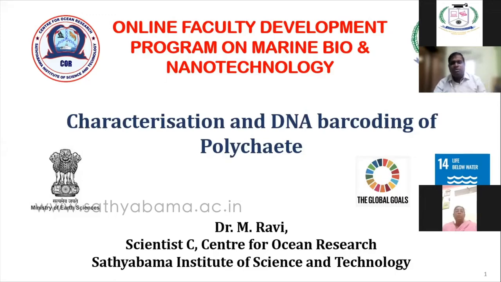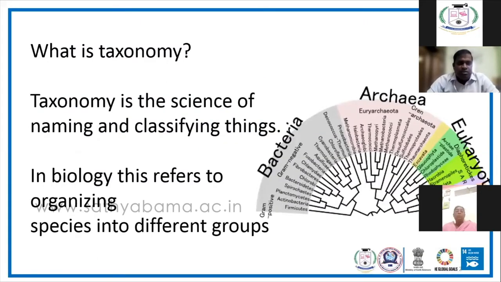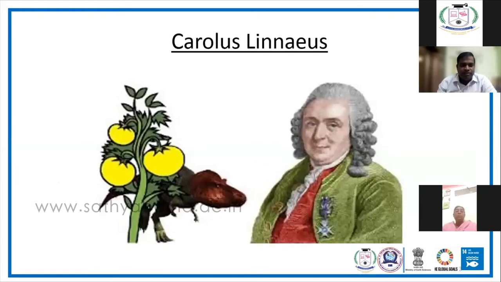So now we are going to see what taxonomy is. Taxonomy is the science of naming and classifying things. These things are very old, but we need to understand why we need this basic taxonomy. In biology, this refers to organizing species into different groups, so we can see what groups we have.